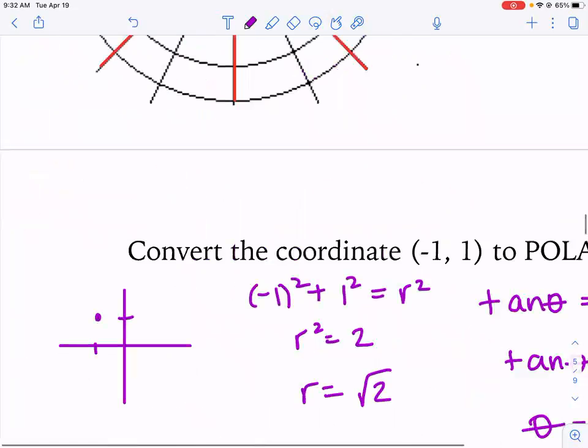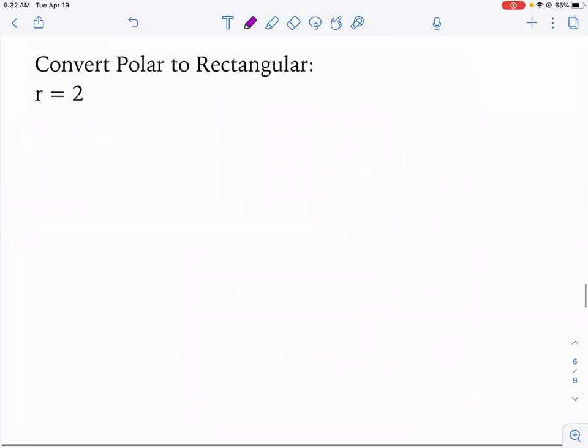All right, first, R equals 2. We're going to convert that to rectangular. It is a polar equation. R equals 2. I don't know what to do. Let's think about what the picture would look like. If R is always 2, the distance from the origin is always 2. What does that look like? It's a circle with radius 2.